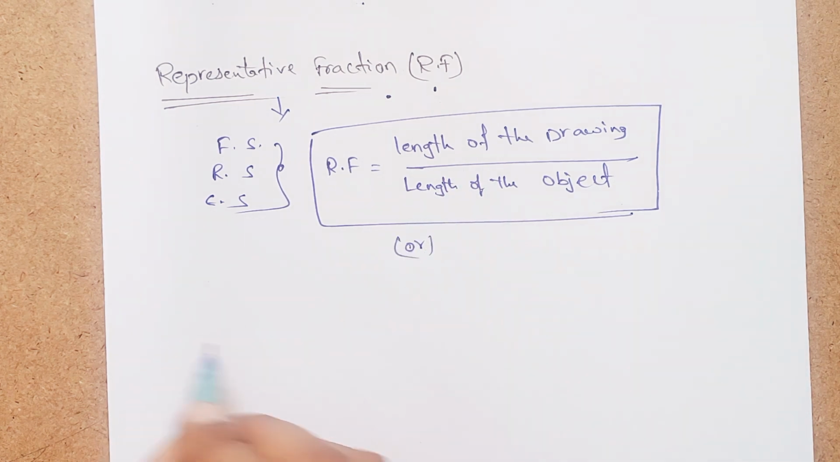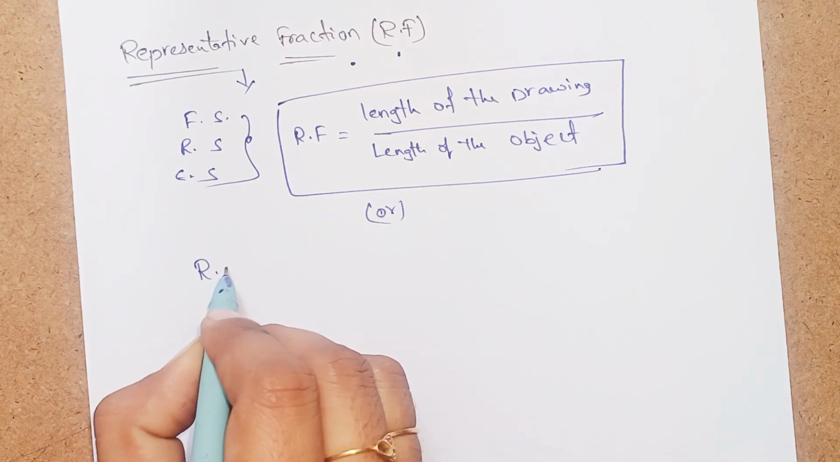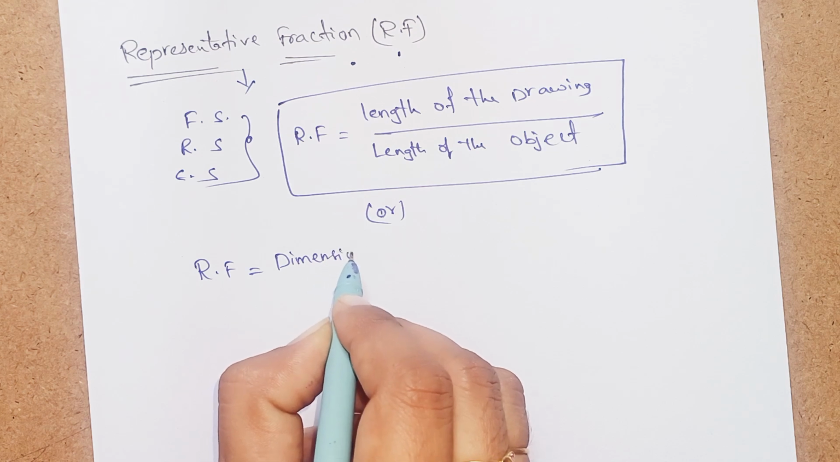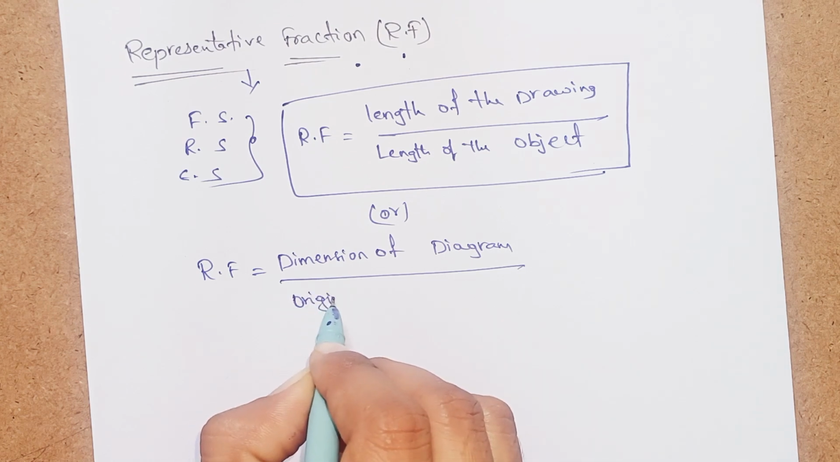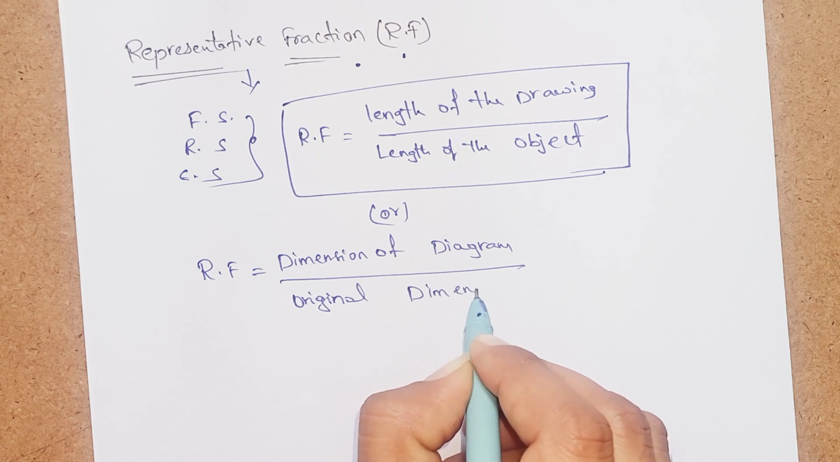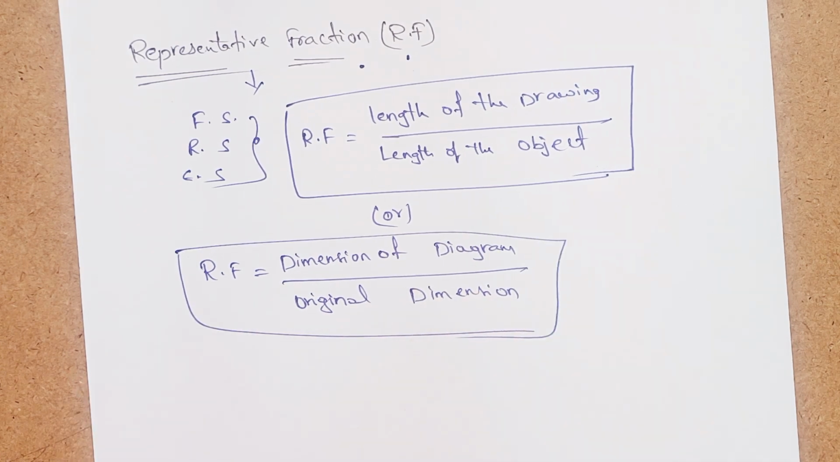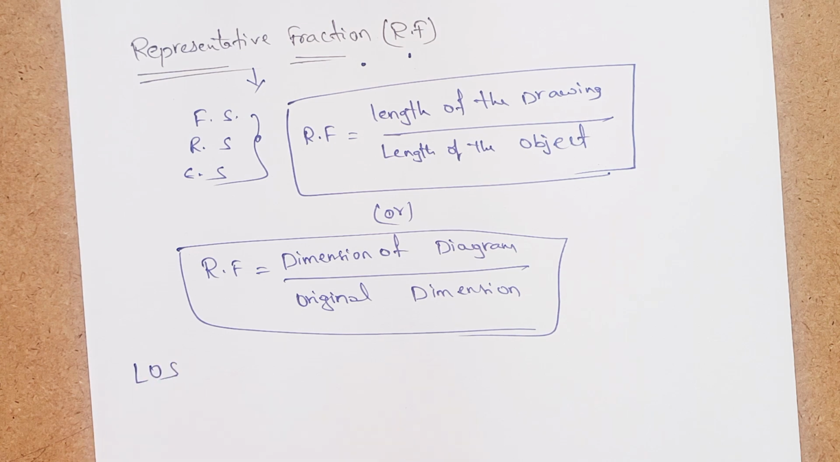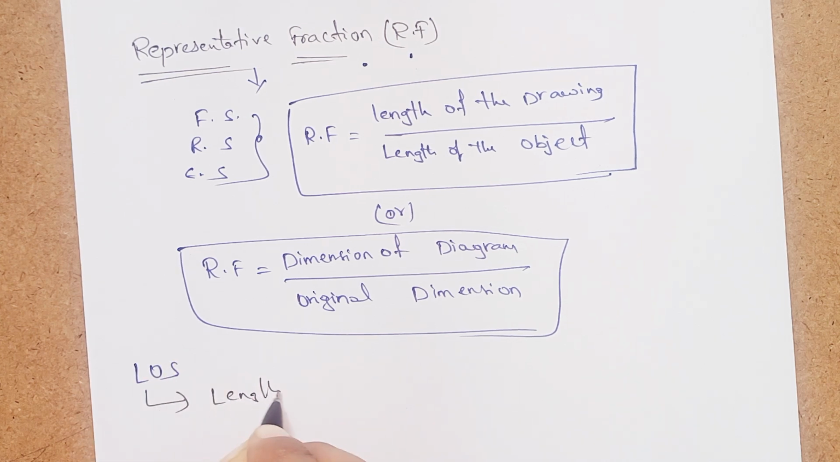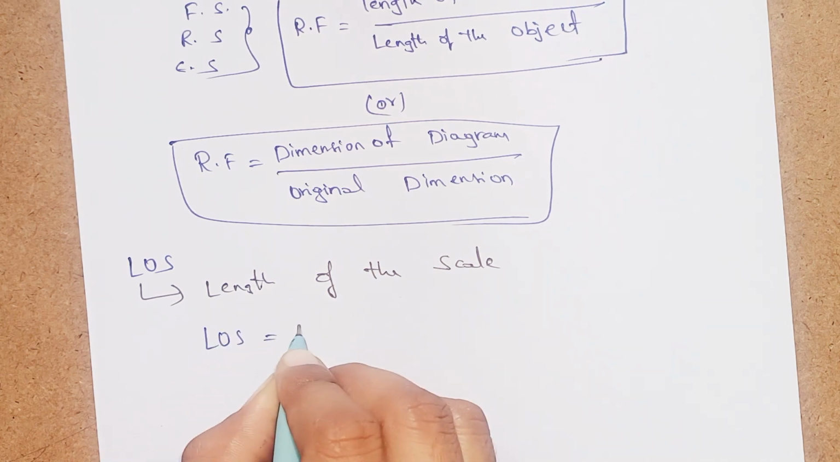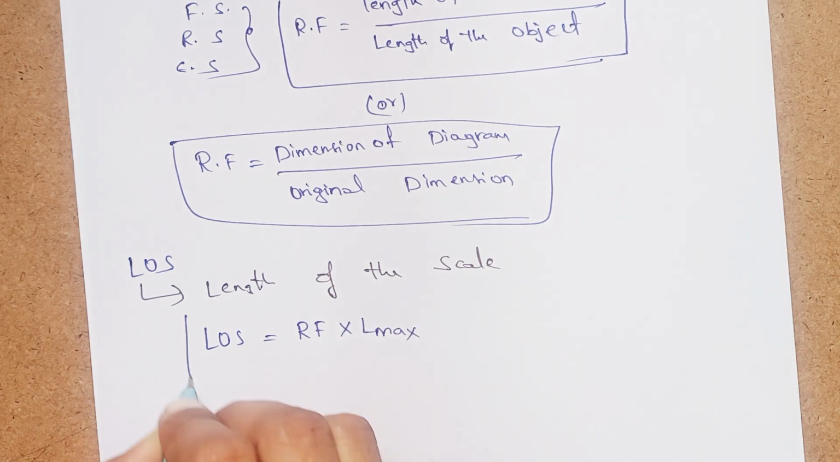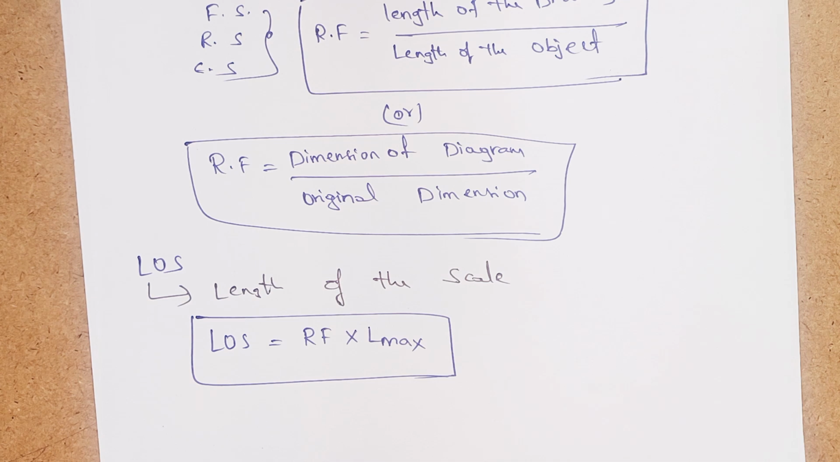Or else there is another formula. Similarly, RF is nothing but dimension of diagram by original dimension. RF is dimension of diagram by original dimensions. And next, LOS is nothing but length of the scale. So you have to consider the length of the scale. The formula is LOS is equal to RF into L max. This is the formula of LOS. So LOS is nothing but length of the scale.